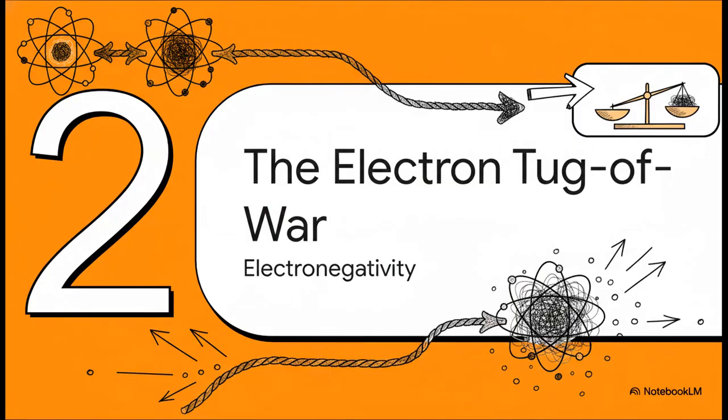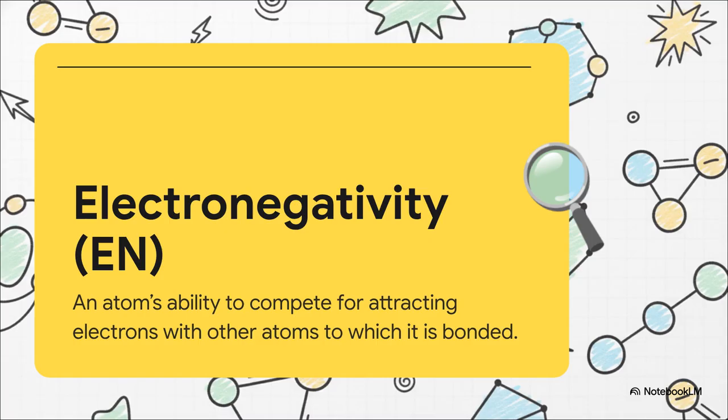But it's not always that simple. Sharing isn't always equal. It all comes down to a constant, invisible tug of war for those electrons. And the name of this game? It's called electronegativity. Electronegativity is just a fancy word for an atom's pulling power. You can literally think of it as how strong an atom is in this electron tug-of-war. Some atoms are like Olympic weightlifters, yanking electrons toward themselves. And others, well, they're not so strong. And this difference in pulling power is absolutely crucial.